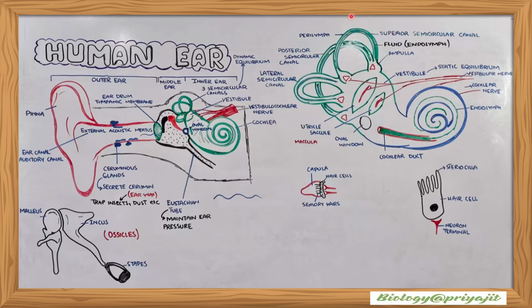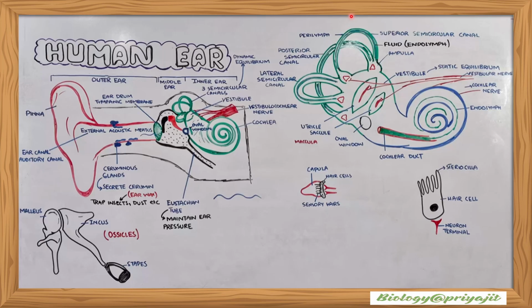The vestibule is the central part. It connects the cochlea and semicircular canals. The semicircular canals have three loops: superior, posterior and lateral, shown in green here. They help in dynamic equilibrium, balance during movement. The utricle and saccule, shown near the vestibule, are responsible for static equilibrium, balance at rest.